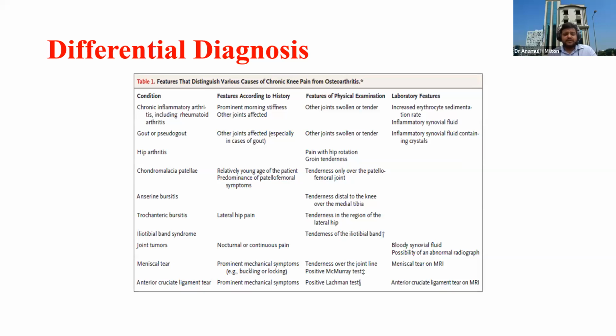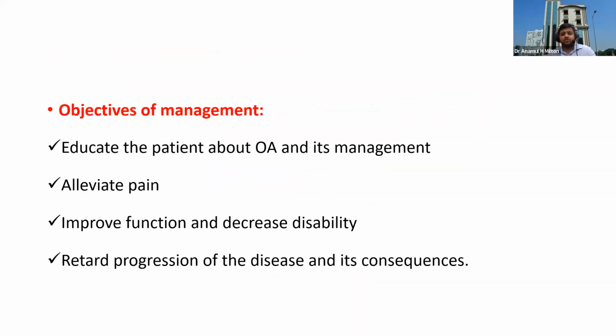So there is a lot of differential diagnosis. You can consider chronic inflammatory arthritis like rheumatoid arthritis, pseudogout or gout, or sometimes part of hip arthritis, and sometimes other conditions on the medial side. If there is pain most laterally, consider iliotibial band syndrome, and also a meniscus tear. So you have to exclude all of these things.